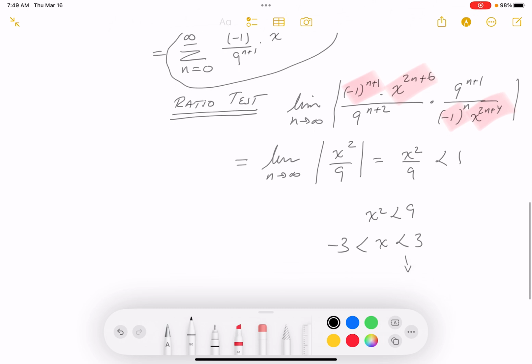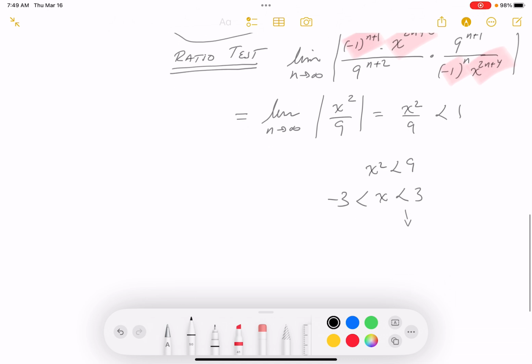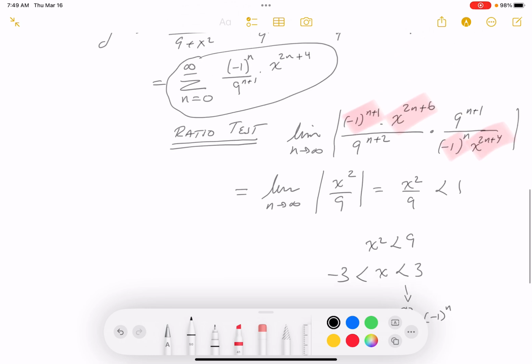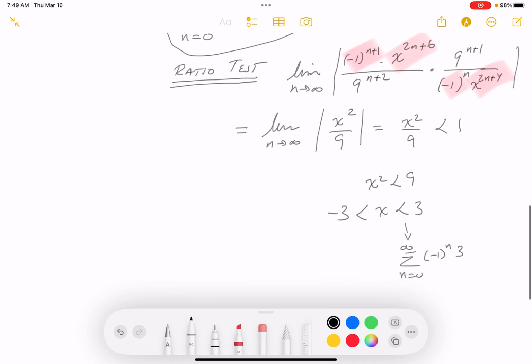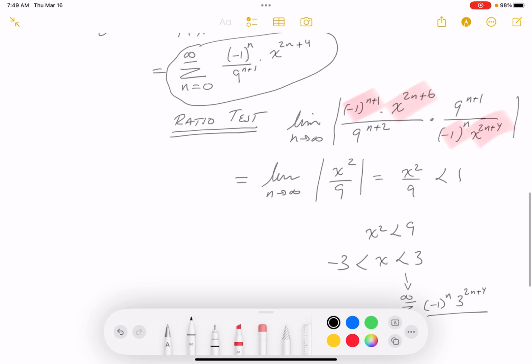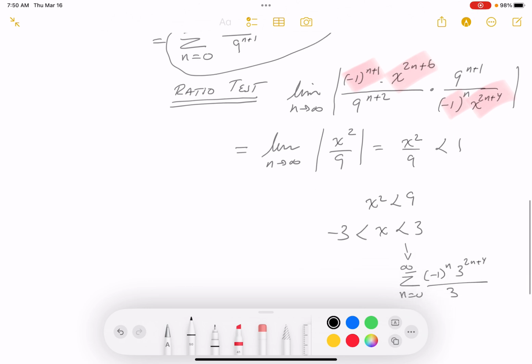So what I'm plugging in, x is 3. What do you get over here? You get the sum, n equals 0 to infinity, minus 1 to the n, and then I'm plugging in 3. What are you going to get there? Well, let's write that down. It's going to be 3 to the 2n plus 4. And what goes on the bottom? That's actually going to be 3 squared, so that's 3 to the 2n plus 2 now.